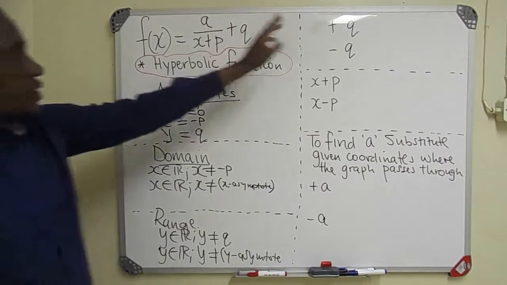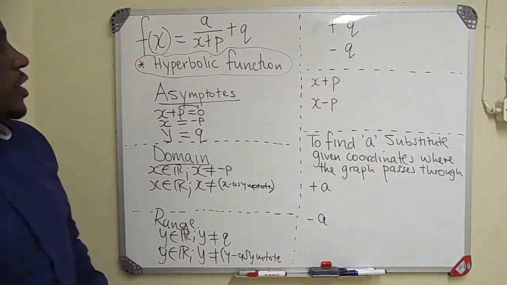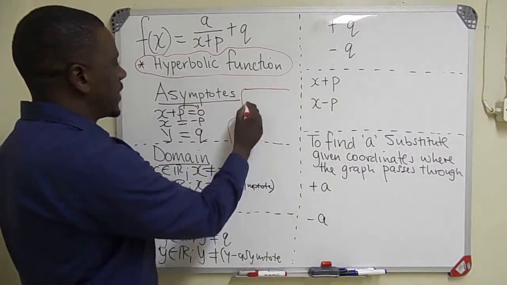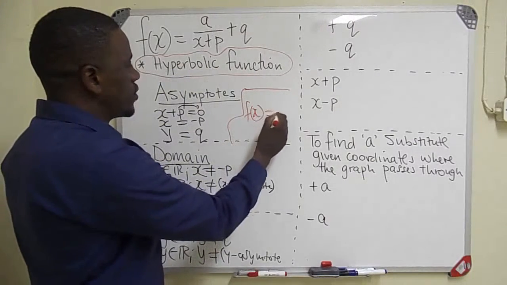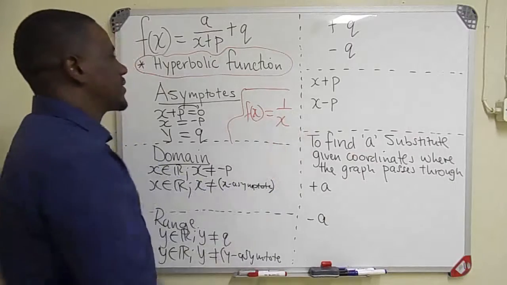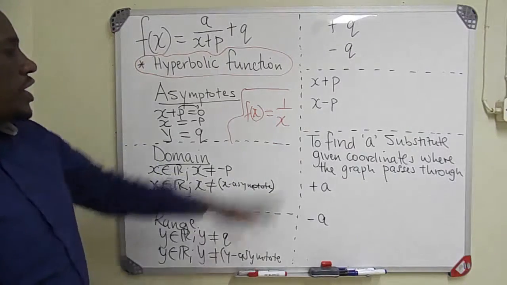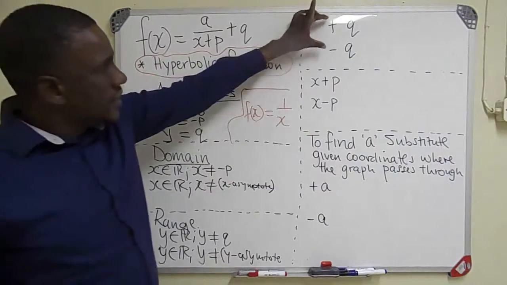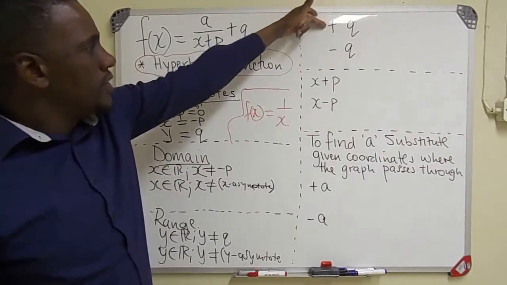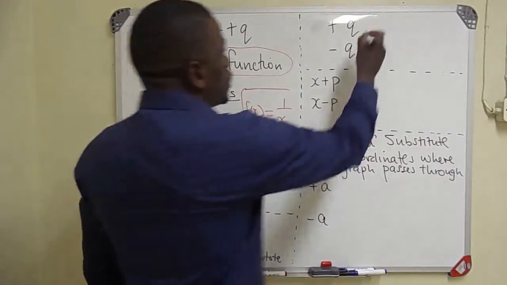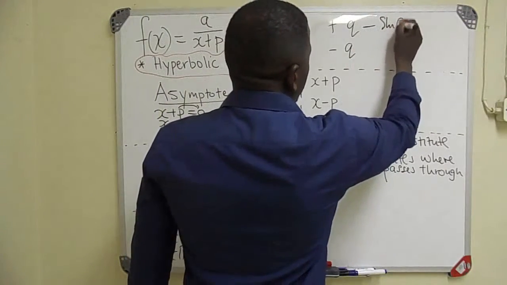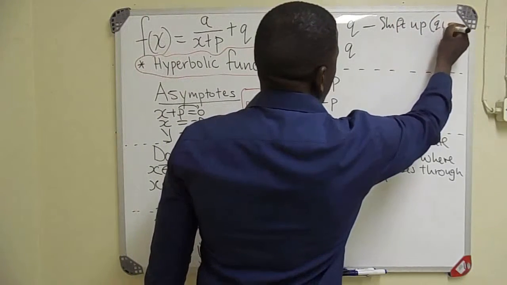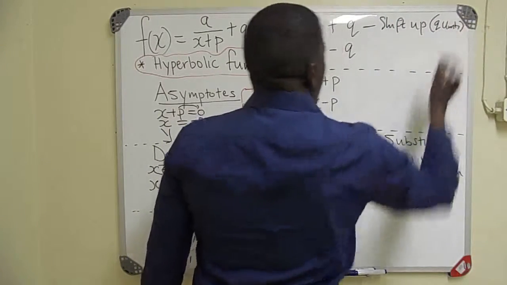Then we wanted to see the effect of q. Remember, the original one we can write as f(x) = 1/x, where there is no q and there is no p. So we want to see the effect of q. A positive q is a shift up. How many units? q units.